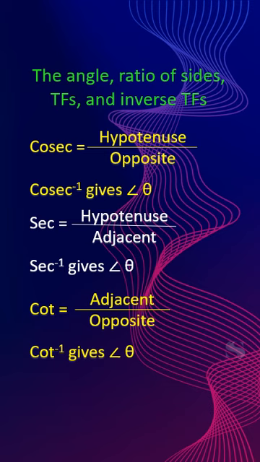Sec inverse is the inverse trigonometric function that operates on the same ratio of sides as the secs, hypotenuse by adjacent, to give the angle.